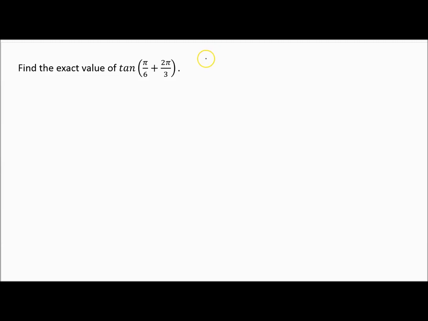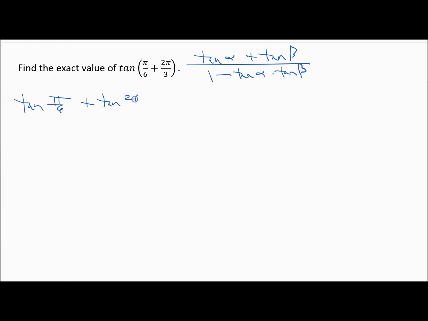We need to use our formula, which says that tangent of alpha plus beta is tangent of alpha, keep the sign, plus tangent of beta over 1, whatever operations here, you do the opposite, tangent of alpha times tangent of beta. And I plug in my formula, so this is going to be tangent of pi over 6 plus tangent of 2 pi over 3 over 1 minus tangent of pi over 6 times the tangent of 2 pi over 3.